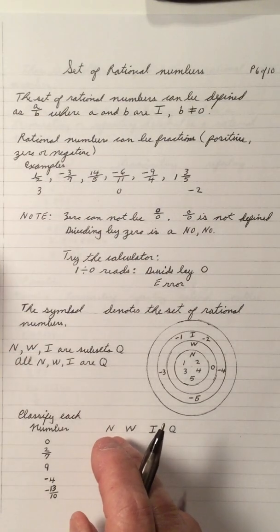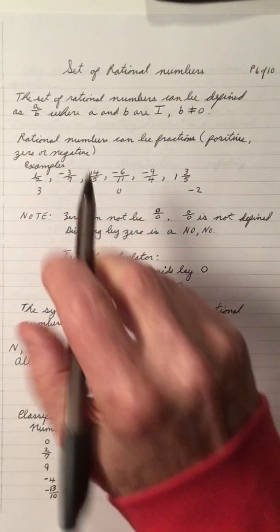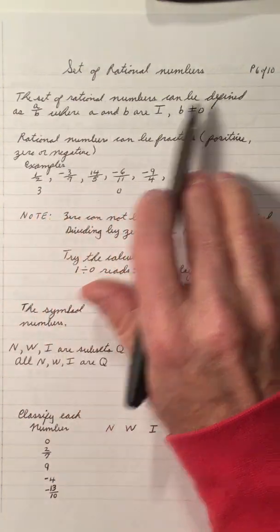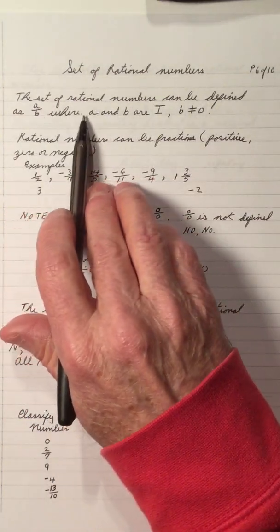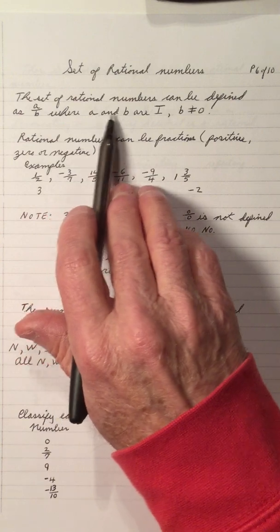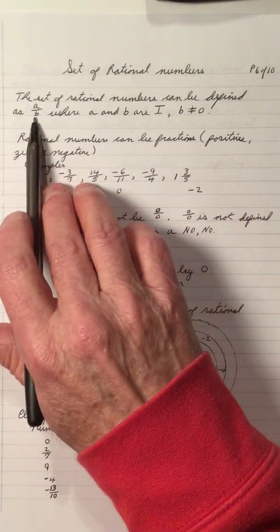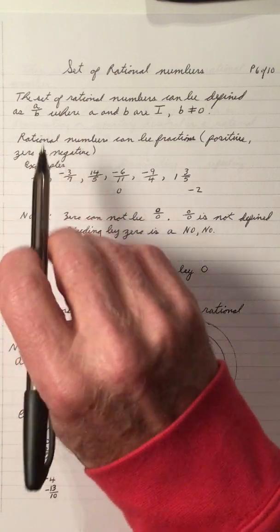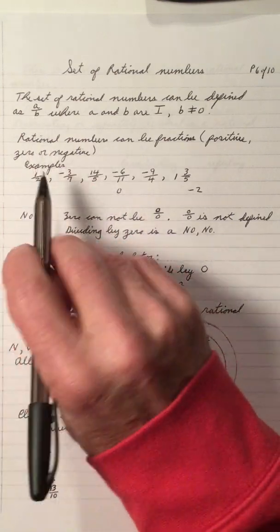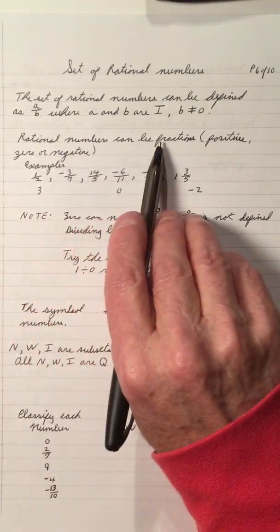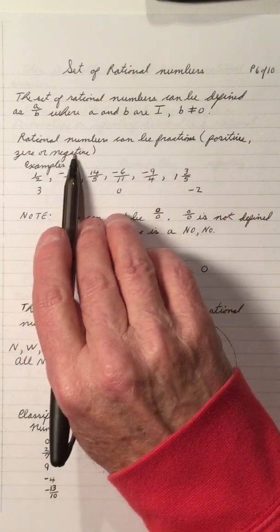Next set of numbers is the rational numbers. The set of rational numbers can be defined as A over B, where A and B are integers, B not 0. We're not allowed to have a 0 in the bottom. We'll look at that a little bit down below. The rational numbers can be fractions, positive, 0, or negatives.